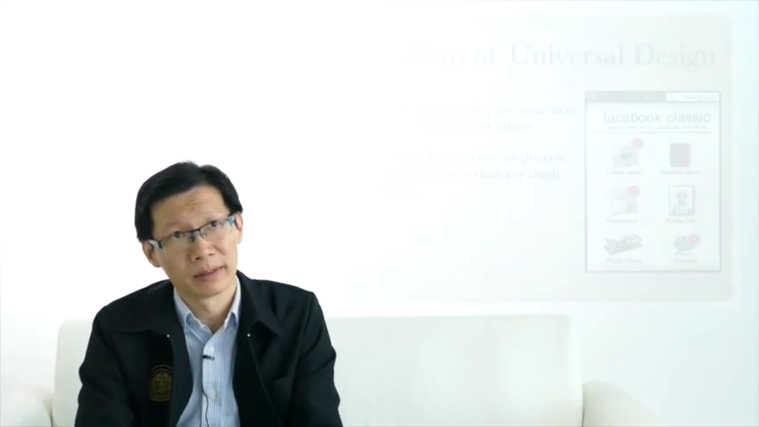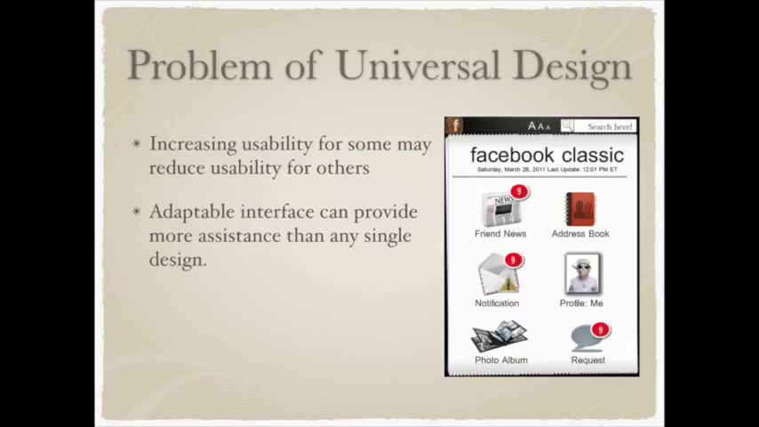So what is the problem with universal design? Because you design for all, when you increase the utility for some, you may reduce utility for others. So an adaptive interface may be a better choice because you can provide more assistance for any single design. For example, Facebook for the aging may look like this picture, where you can see the big icons, but when you use Facebook for others, it's going to be a totally different interface.